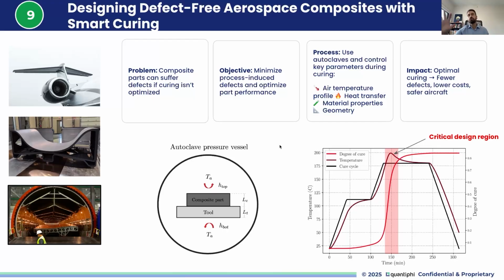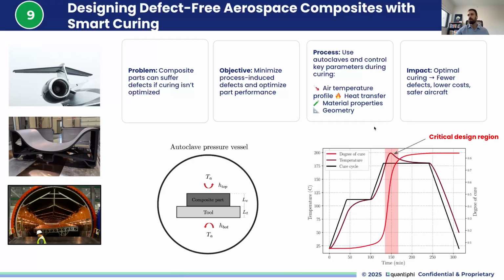Engineers have some control over this process. They can set up the air temperature profile within the autoclave, heat transfer coefficients, material properties, and the geometry of the components. Based on that, they try to find the optimal setting for a specific manufacturing process. The problem is that because these physics-based simulations are very slow, the optimization iteration becomes very time-consuming. Our idea is to replace this physics-based simulation with our physics-informed neural operator, which gives us near real-time inference and can hugely expedite the optimization process.